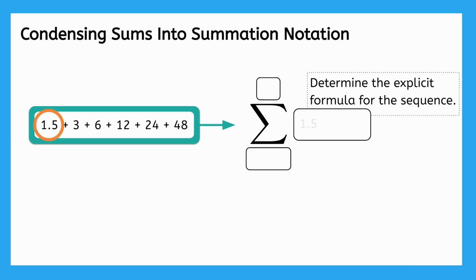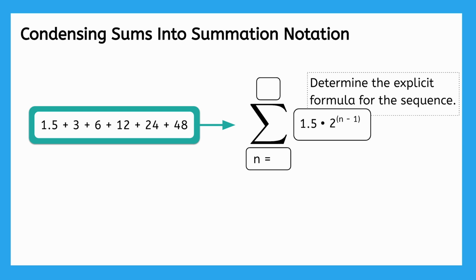The initial term is 1.5. Since the terms double each time, this is a geometric sequence with a common ratio of 2. In geometric sequences, there's only one variable, so that variable is the index of summation. What would our lower limit be? In other words, what term is first in this sum?